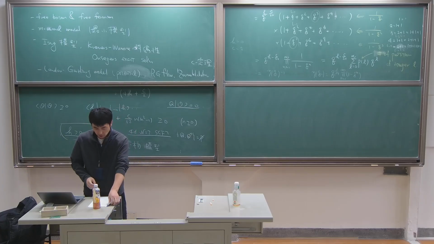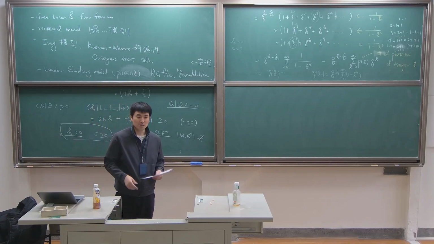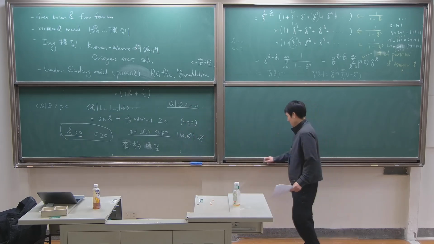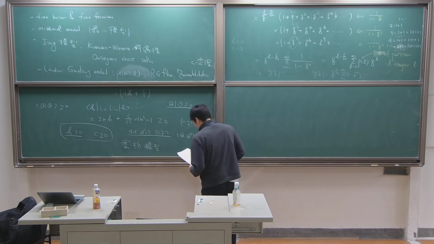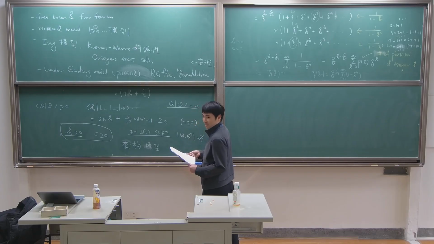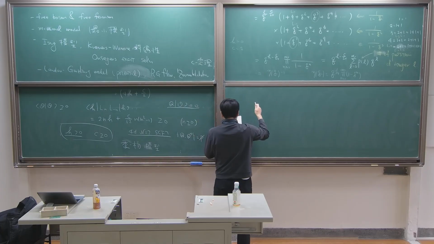How do you say boson and fermion in Chinese? Fermion is like a firm, boson is also boson. Anyway. So we will consider free boson. Same? Okay.